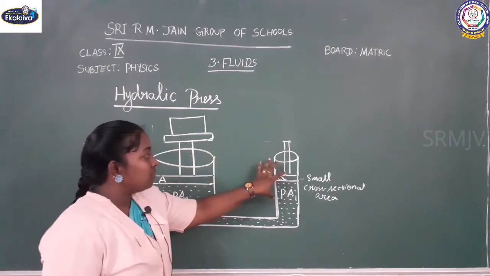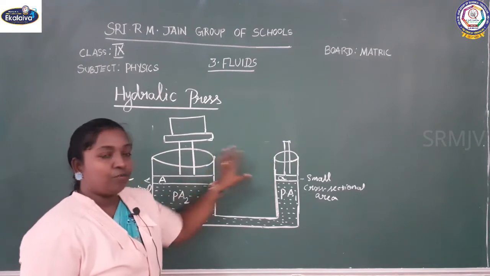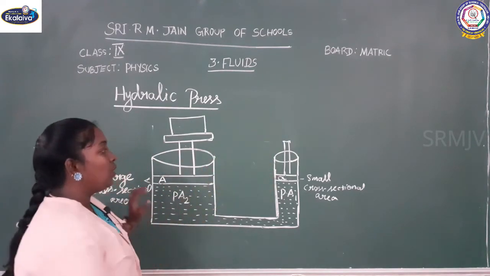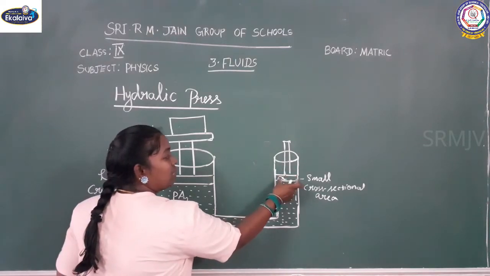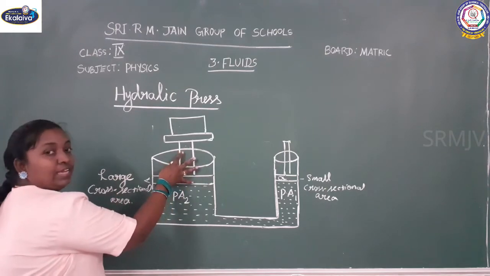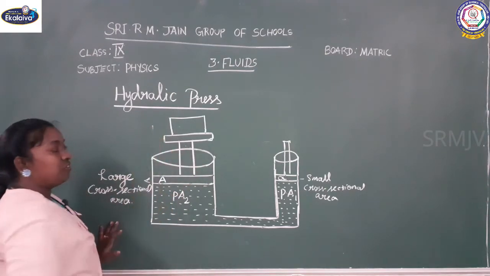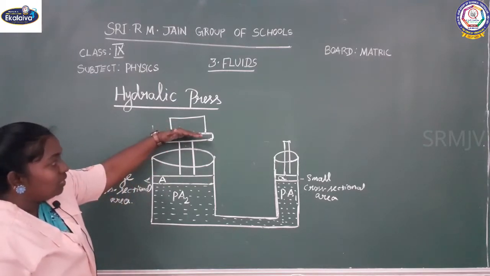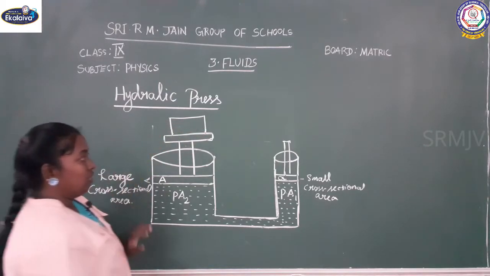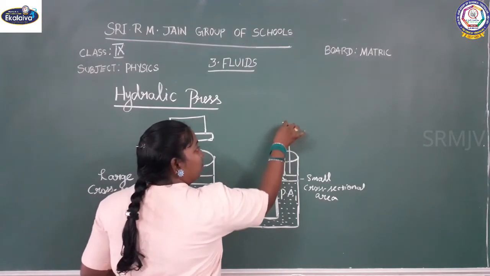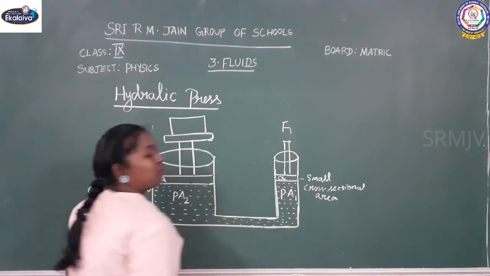In both the cylinders, pistons have been fixed according to the size of the cylinder. Depending on the area, the piston is very small in size in the small cylinder, and bigger in size in the large cross sectional area. The object which is going to be lifted is placed in the large cross sectional area. By using this piston I am going to apply a force that can be considered F1.